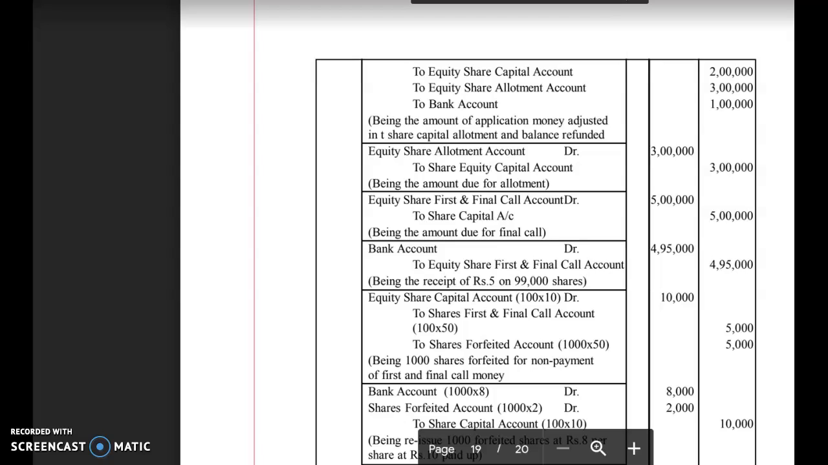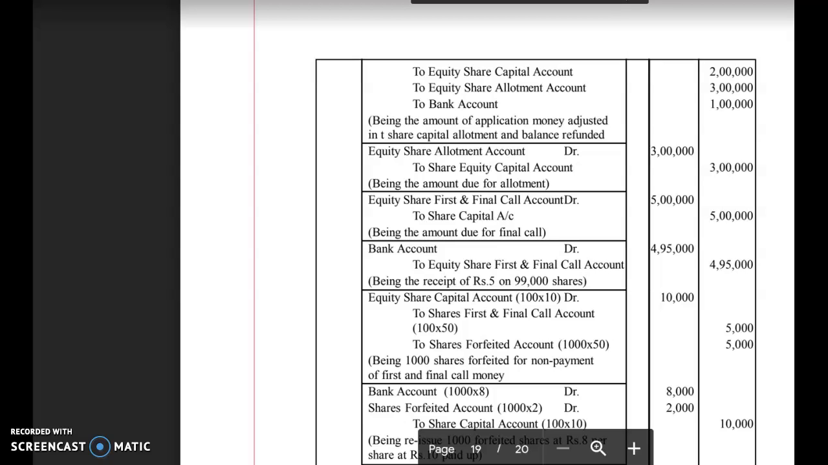I once again repeat, here the total allotment amount due is rupees 3 lakh. The surplus money already received at the application stage in the second entry is 3 lakh. So automatically it will be adjusted by that. So there will not be any bank entry relating to the receipt of the allotment money.